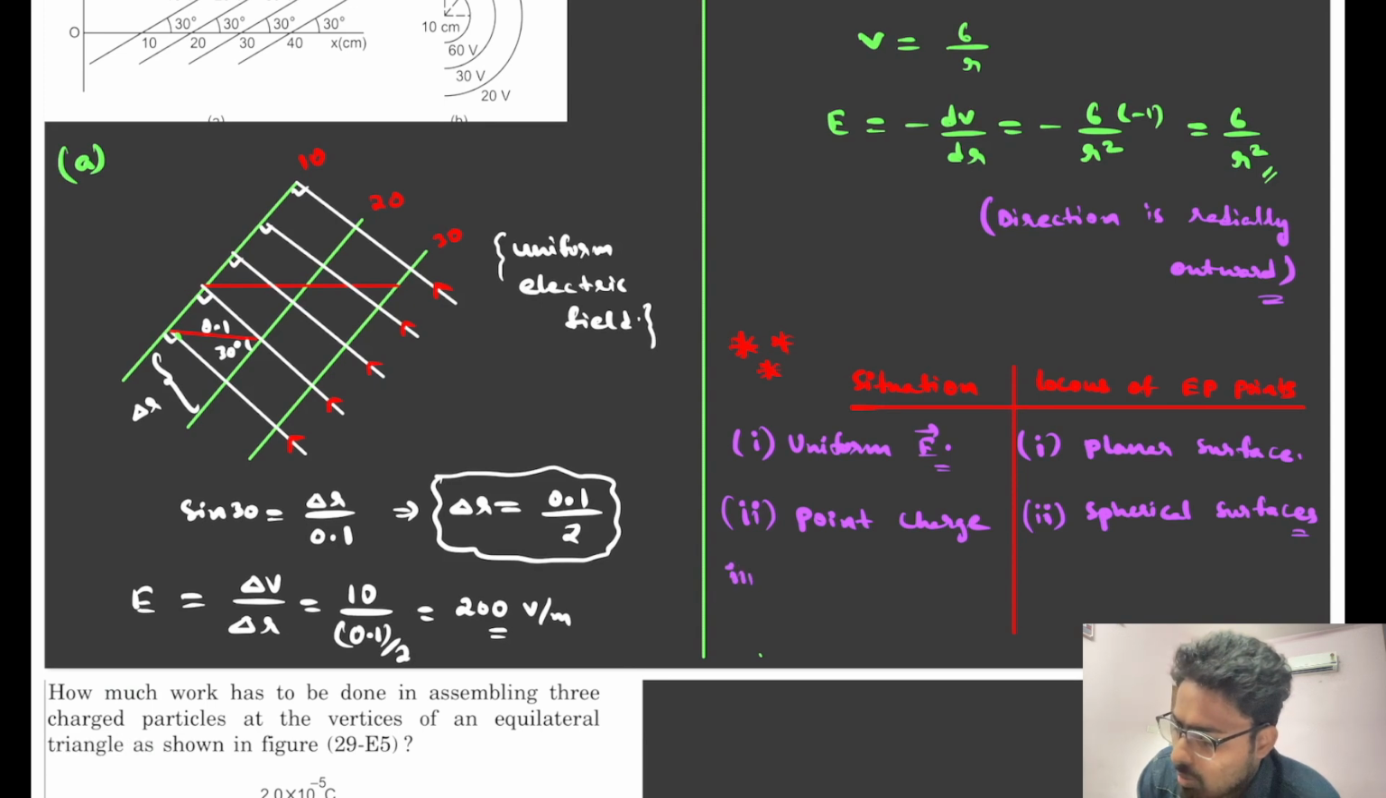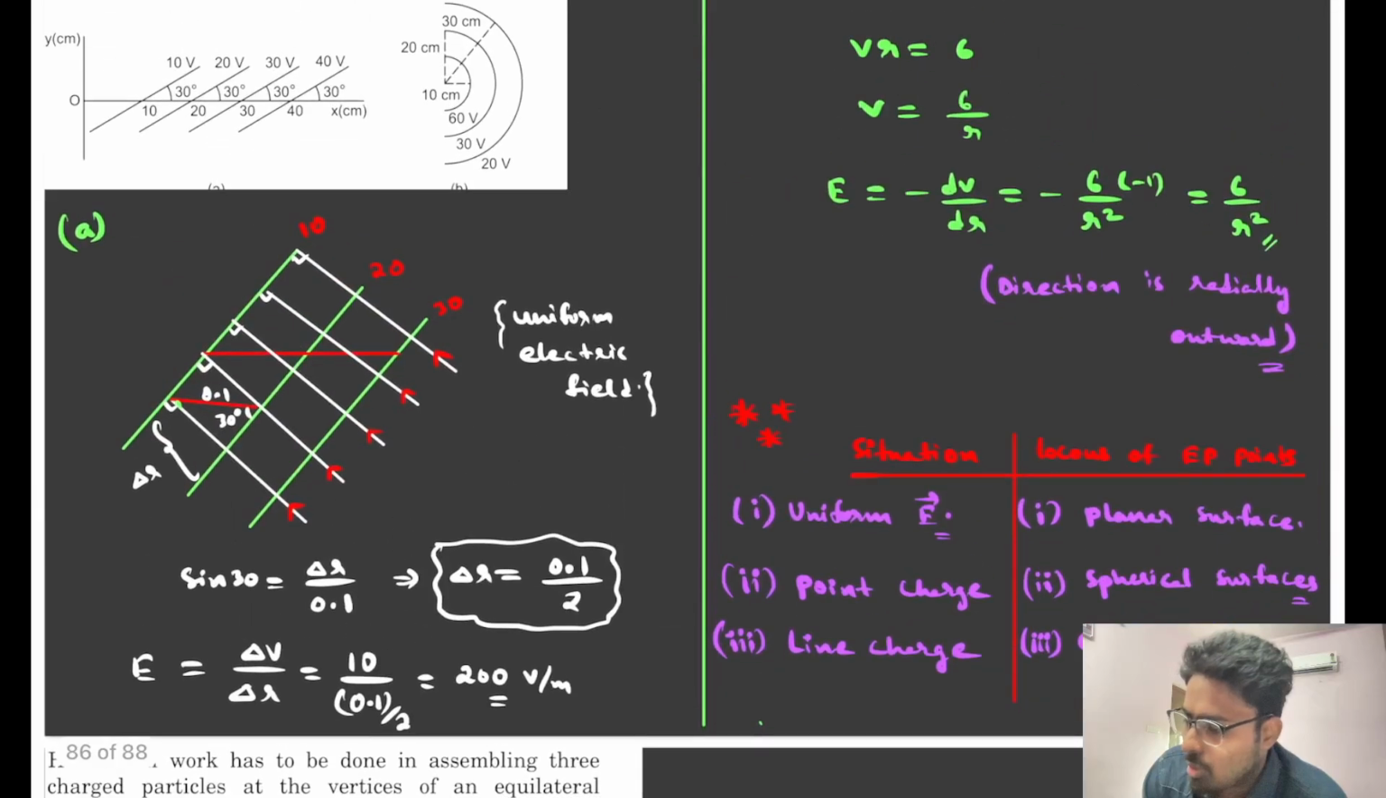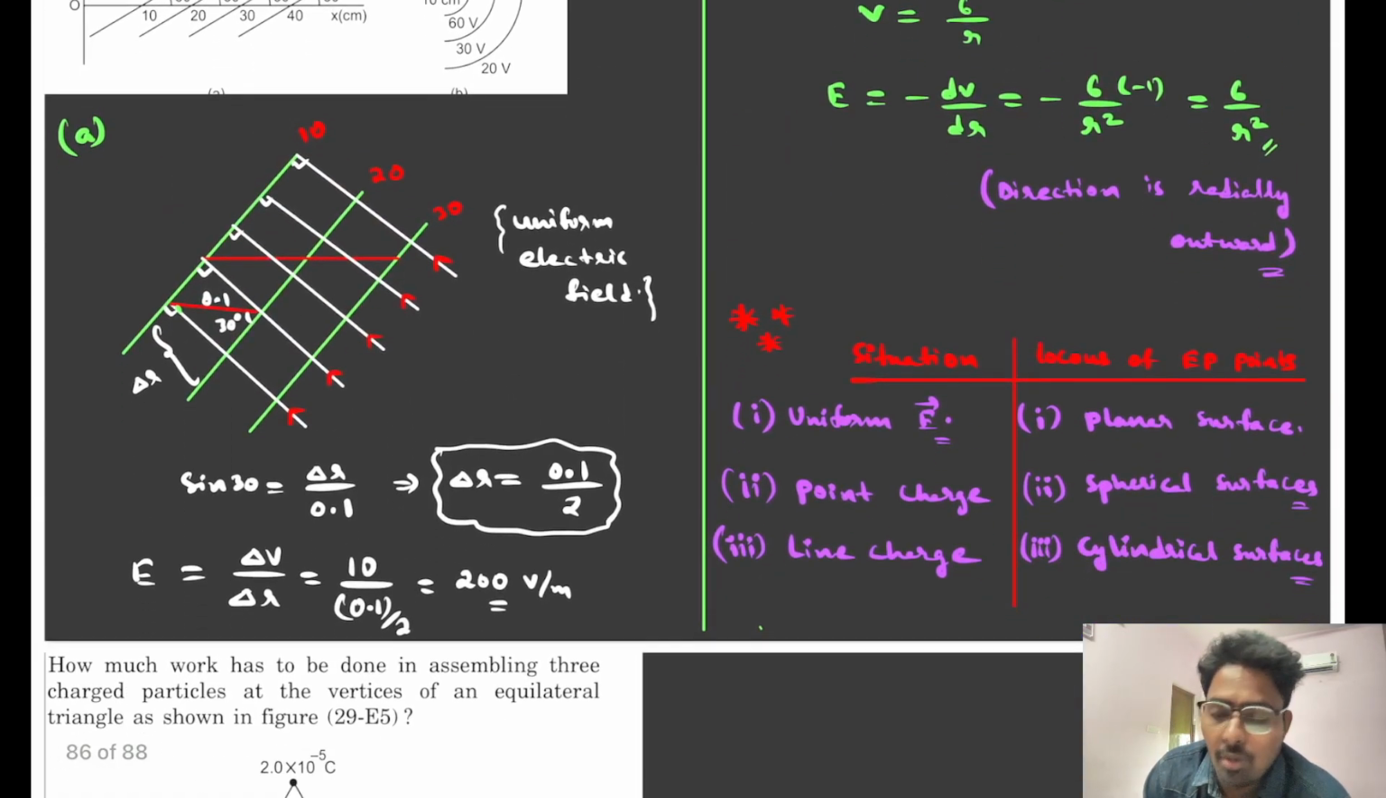And what about the third one? If we have a line charge, then the locus of the points which will have the same potential is nothing but cylindrical. You'll be having cylindrical surfaces. Okay, so I hope this concept is pretty much clear for you.